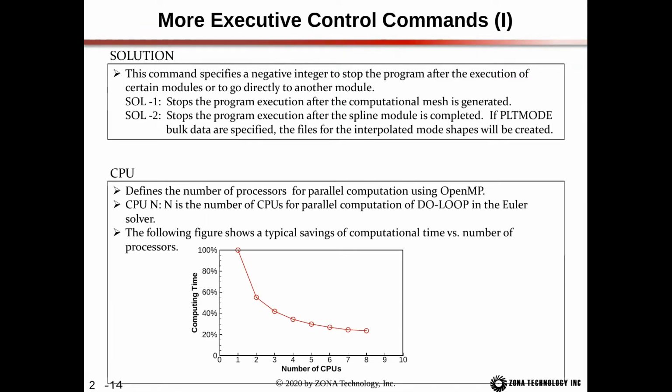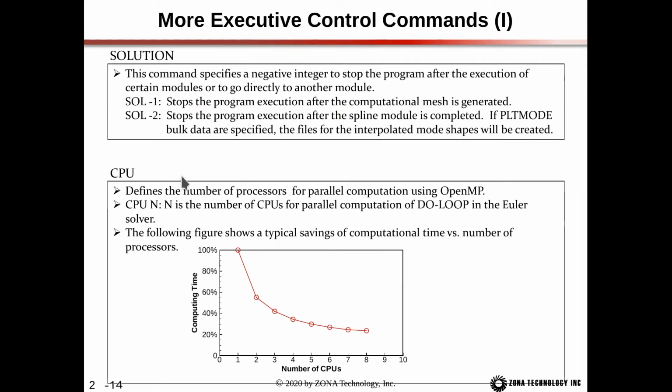And then solution -2 stops the program execution after the spline module is completed. And if you have plot mode bulk data cards, then the files for the interpolated mode shapes will be created. So once you finish the aerodynamic model and you're moving on to set up the spline, once again you can specify solution -2, and ZEUS will terminate as soon as the spline finishes. That way you can verify that your spline input is correct.